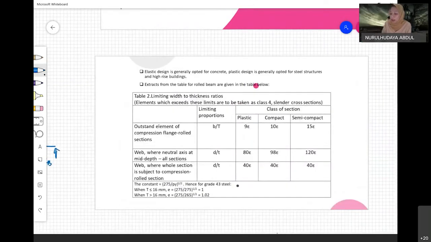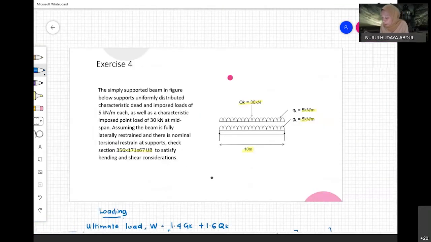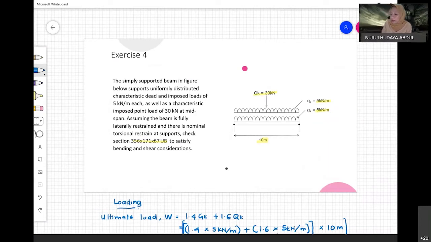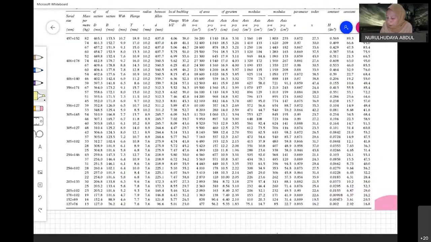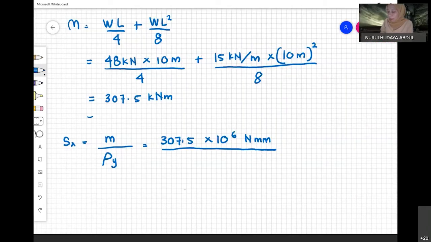So flange punya thickness kita nak tengok dari mana? First kita kena tahulah kita punya section apa kita pakai tadi. 356 x 171 x 67 UB. So I terus highlight the whole thing so that it's much easier for us to refer. Per value T, it is 15.7. Okay, so 15.7, T is 15.7. It is actually less than 16. So PY awak adalah 275.